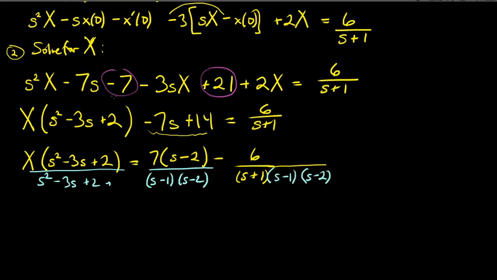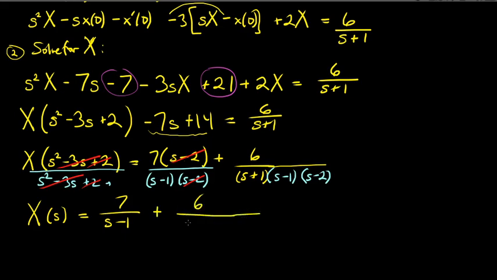Okay, that, I think, is correct. These can cancel here. Obviously, these cancel, right, on the left. And I think that's step 2. We have our capital X, rather, of S. And it's just going to be 7 over S minus 1. And then minus or plus? Plus, right? Yeah, plus 6 over, this entire mess here, right? S plus 1, S minus 1, S minus 2.